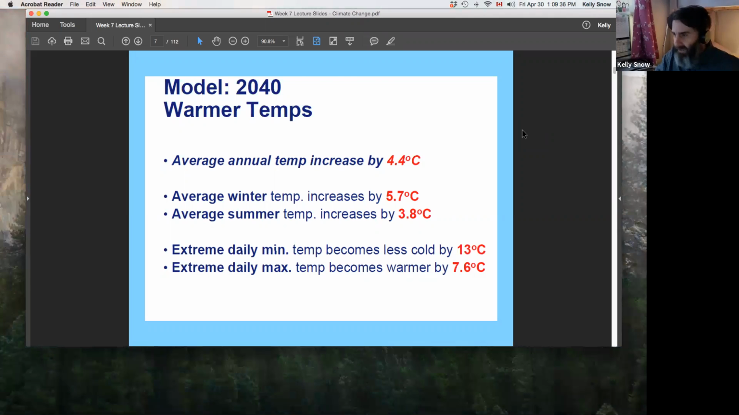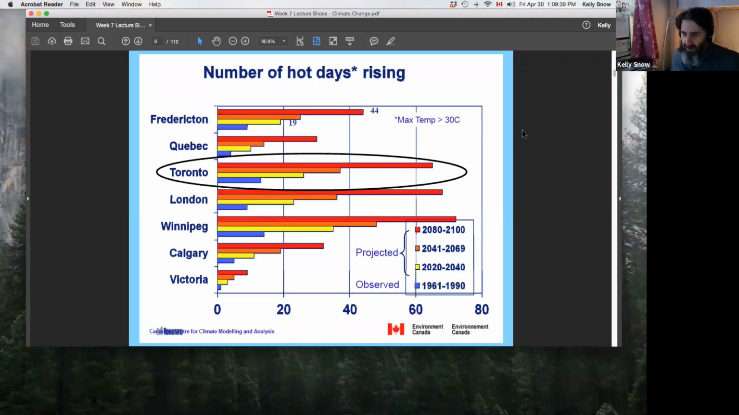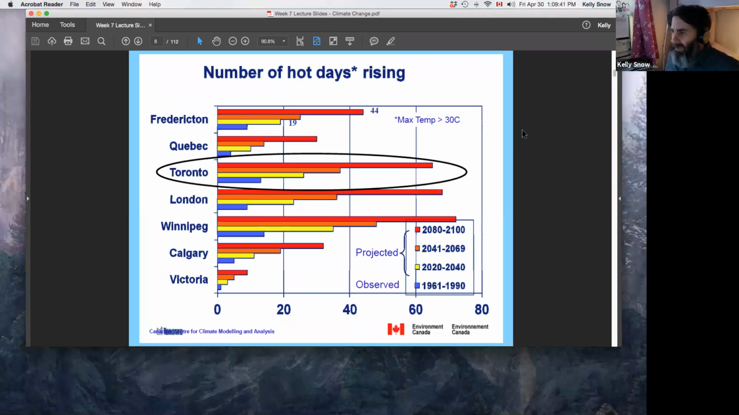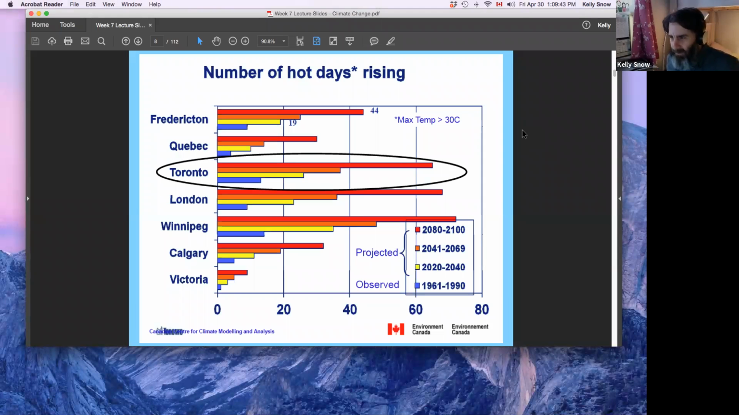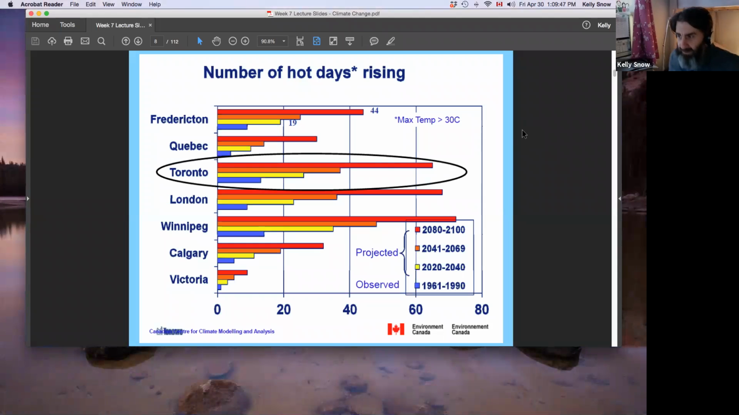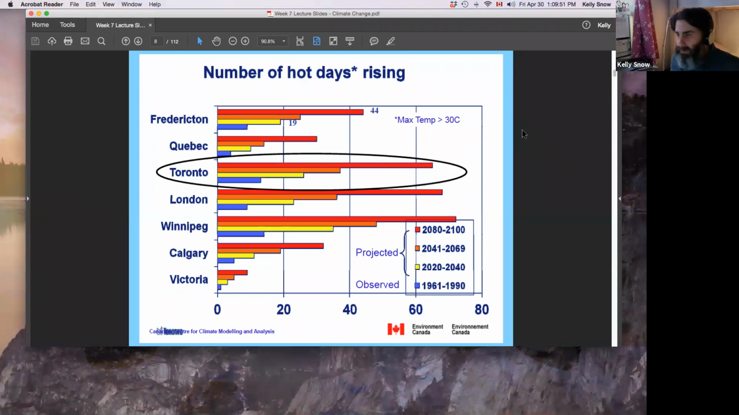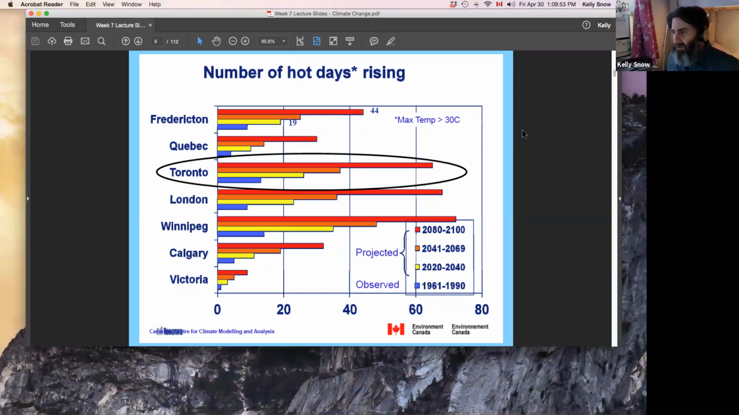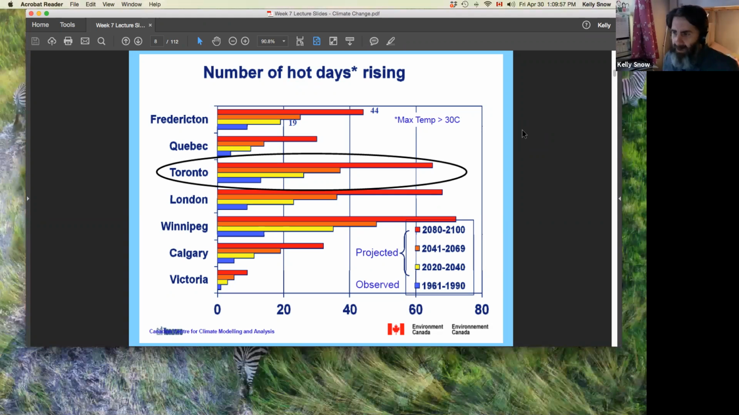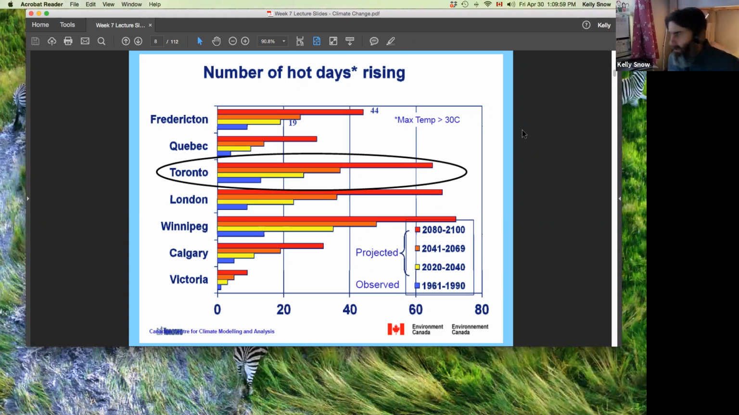So these are just stats that really are just numbers and so on. And we'll get to how it actually affects us in a few minutes. So here's the number of hot days. These are days that are considered dangerous by public health. Between 1961 and 1990, we had less than 20 a year.